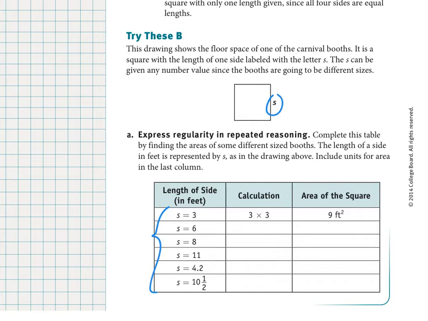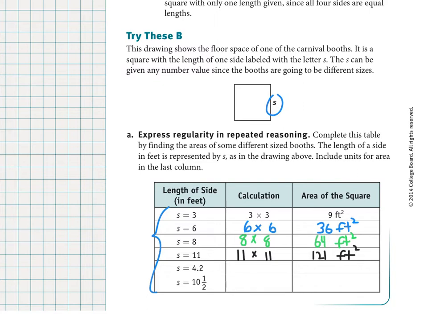If s were 6, if it's a square, the area is going to be 6 times 6, which of course is 36 feet squared. Okay, if the side length was 8, the area would be 8 times 8, which would be 64 square feet. If s was 11, the calculation would be 11 times 11, which is 121 square feet.